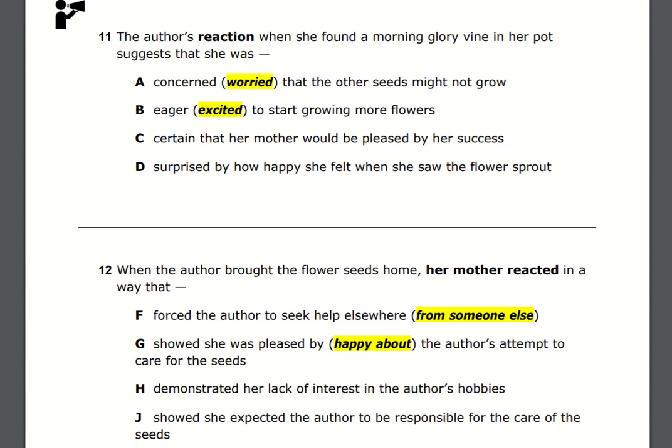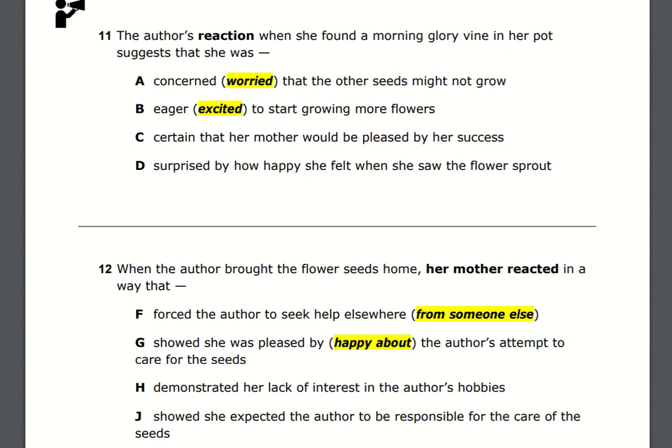Question 11. The author's reaction when she found a morning glory vine in her pot suggests that she was A. Concerned, worried that the other seeds might not grow. B. Eager, excited to start growing more flowers. C. Certain that her mother would be pleased by her success. Or D. Surprised by how happy she felt when she saw the flowers sprout. At this moment, pause the video to answer question 11.